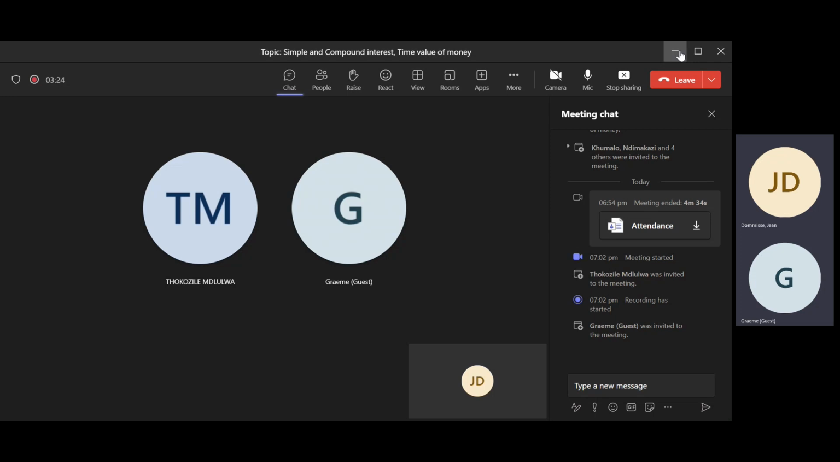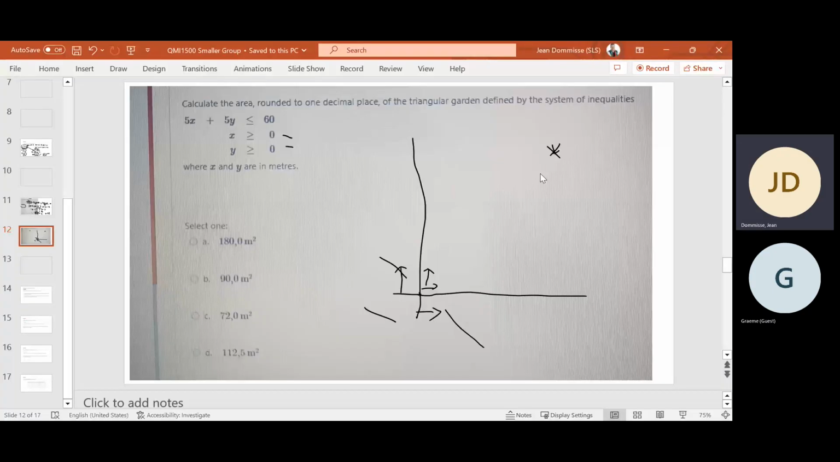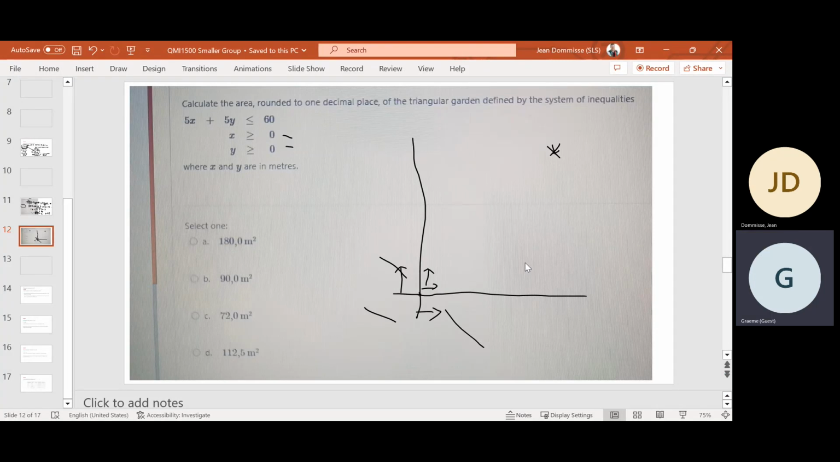Sorry? Yes, your screen is not being shared, or at least not with me. Okay, let me share it again. Can you see it now, Graham? Yes, I've got it now.